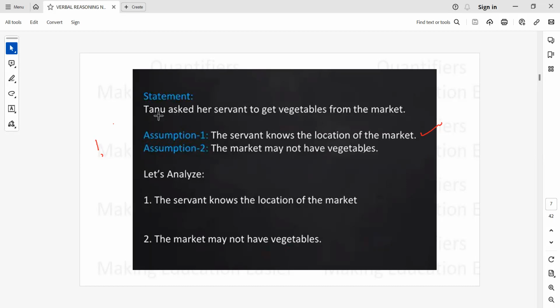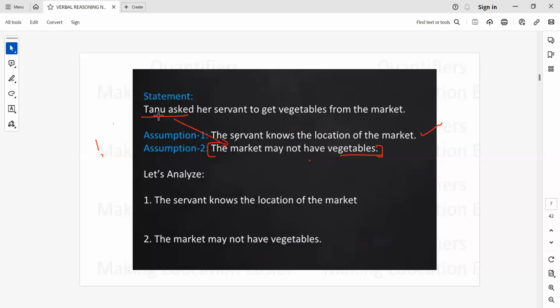Now, the market may not have vegetables. Is this the assumption of Tanu? In case this is the assumption, why is Tanu even asking a servant to go and buy vegetables? Is she just challenging the servant to buy vegetables? So there might be a chance that vegetables are not in the market, or let's say the stock of vegetables is yet to arrive, but this is not Tanu's assumption.